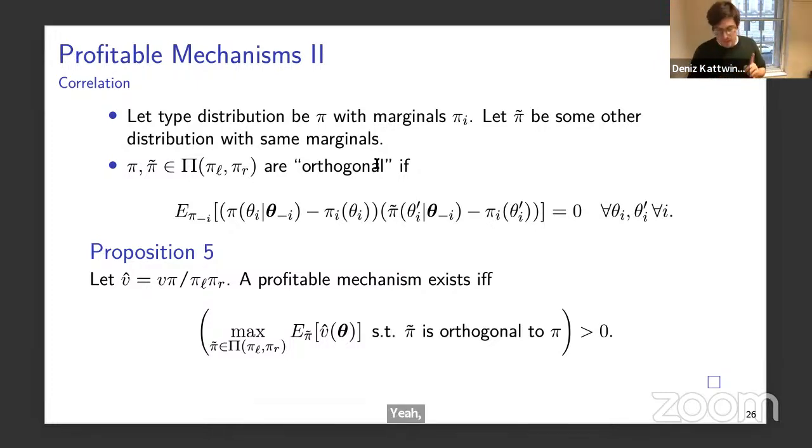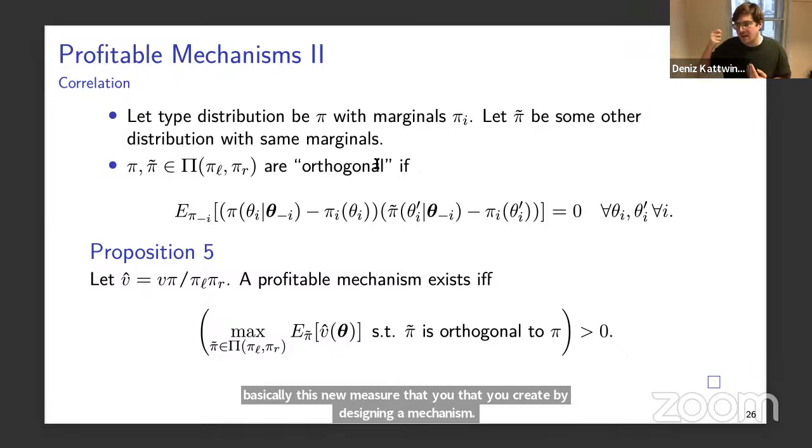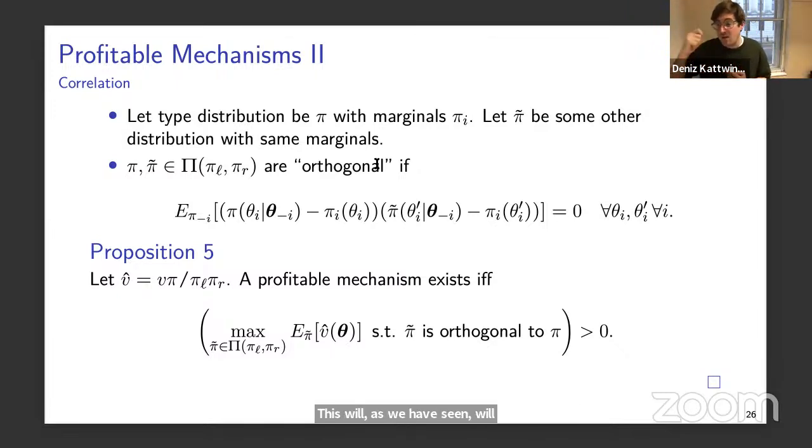I don't want to go over it. Just on a very abstract level, what you can learn from this condition is basically this new measure that you create by designing a mechanism. This will, as we have seen, induce new correlation. So if I allocate whenever the types match, then in this X times P measure, there will be more or new correlation. And in some sense, what we show is that this new correlation must be orthogonal to the correlation that exogenously comes out of this distribution pi.